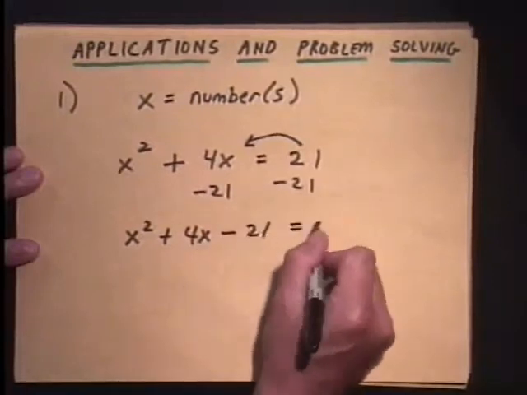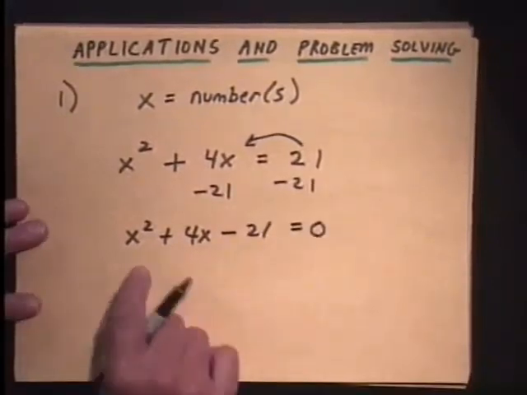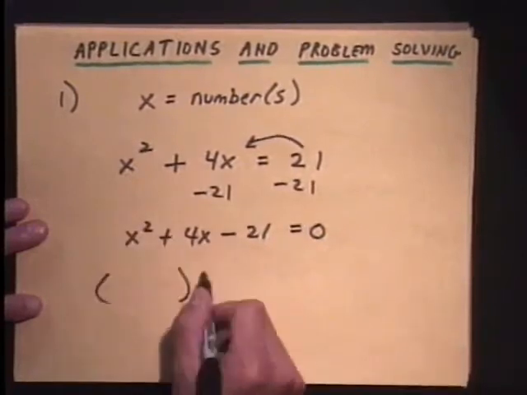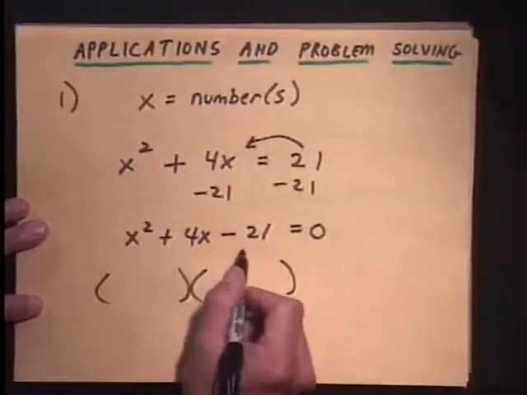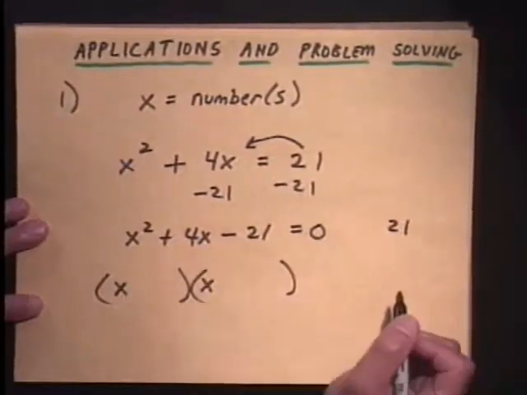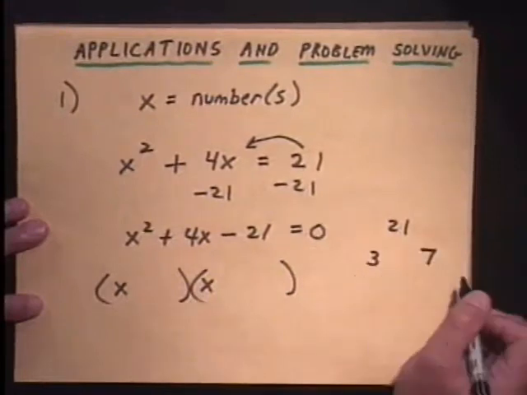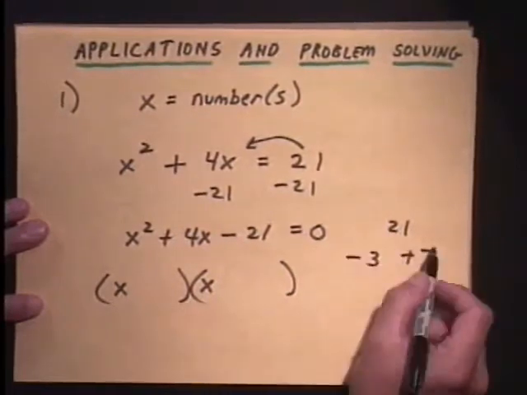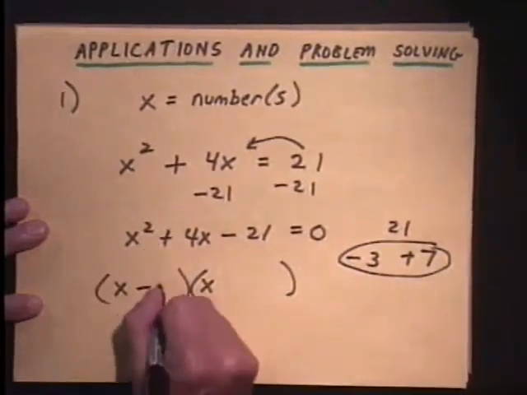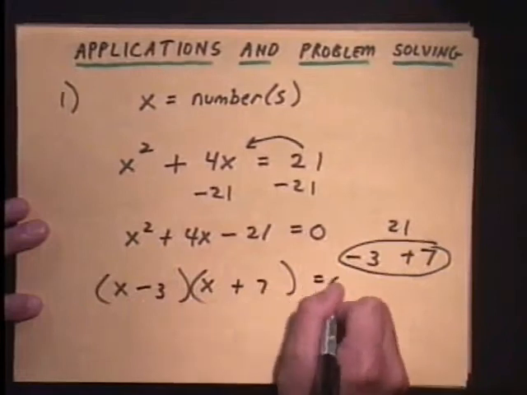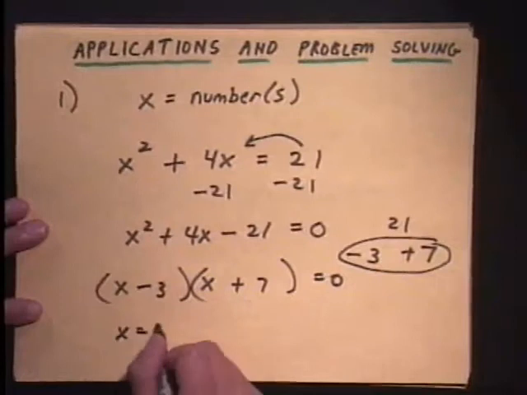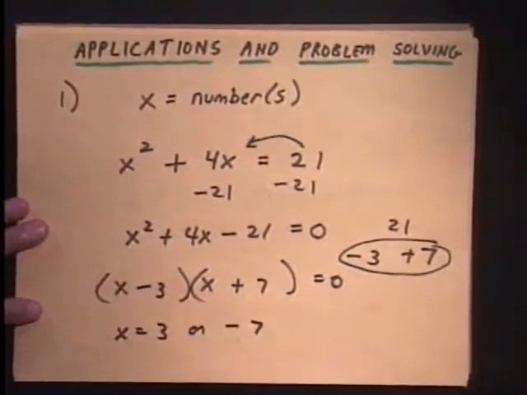So problem solving, very important in real life. A nice one here: if I took the outside numbers, 1 times 21, factors of 21 that will give me the 4, it would be x and x. And what factors of 21 are 4 apart? 3 and 7. And it would be plus 7, minus 3. I really love it when there's a 1 in front of that x squared because those rainbow numbers just go right in the parentheses and set it up. So my 2 answers then would be 3 or negative 7.